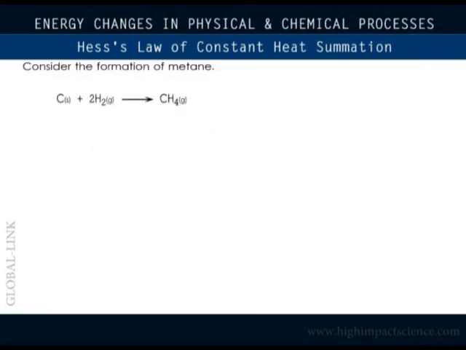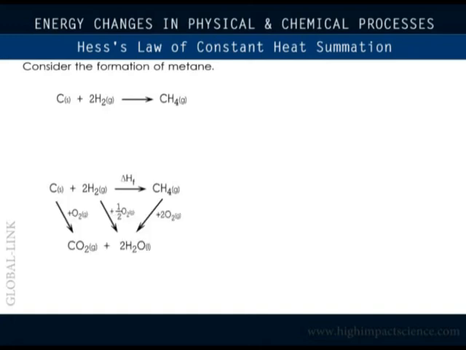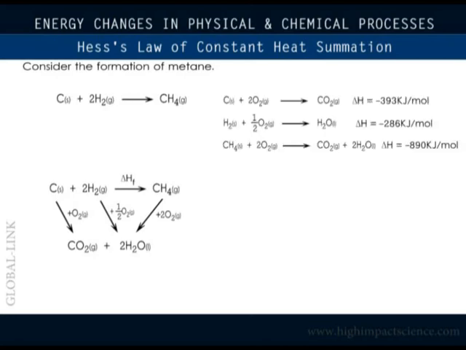Now, consider the formation of methane. We cannot measure the enthalpy of formation of methane directly. The theoretical formation of methane would be a combination of carbon and hydrogen. However, if the reactants and products are burnt in oxygen, they will give us the same products. And therefore, we can calculate the heat of formation of methane by considering the formation of water and carbon dioxide from the combustion of hydrogen and carbon, given their heats of combustion as follows.